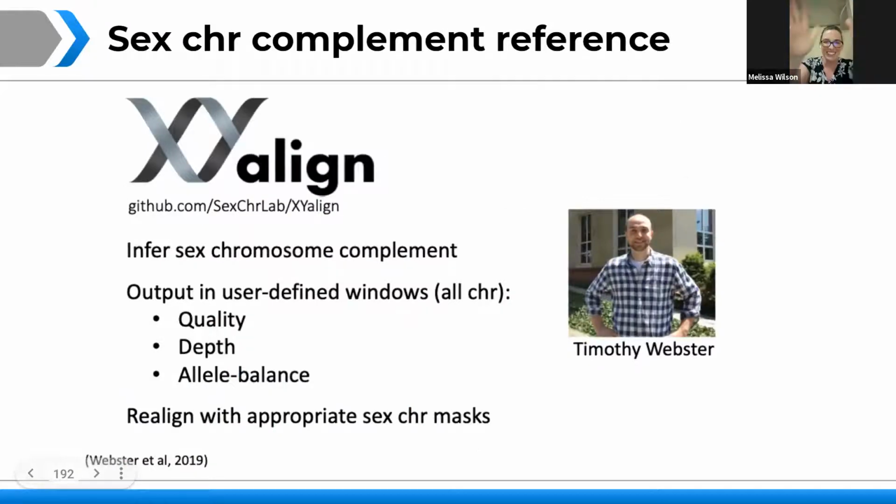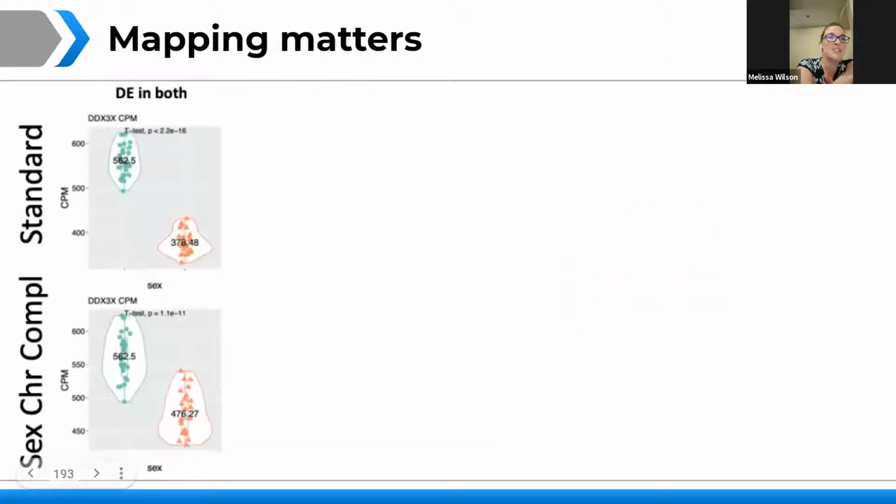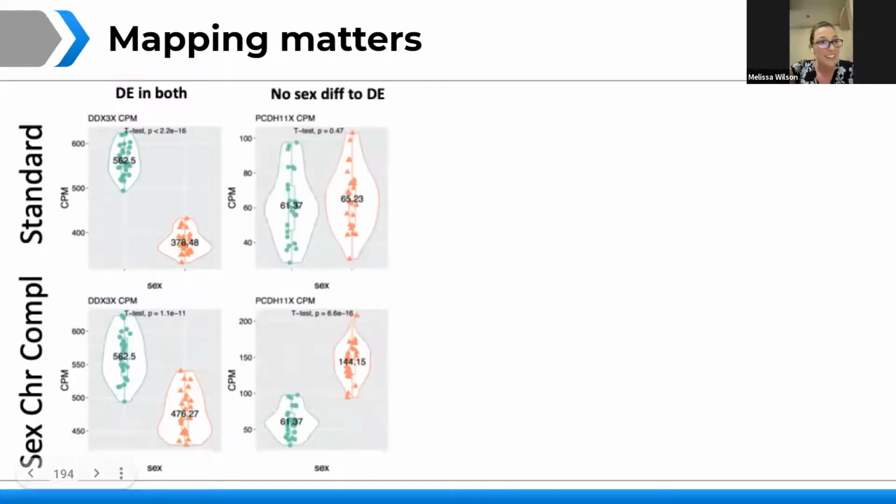So we've come up with a software, XY Align, to appropriately infer sex chromosome complement, map the samples and realign. Next, please. And I'm almost at my time limit. And what I just want to show you is this big take home, that this mapping really matters. I can show you it in a lot of different ways, but I want to show you this is sex differences in expression. And these are individual genes that I've pulled out when you map standardly on the top versus sex chromosome complement on the bottom. So the first is that you do our mapping and you say, Melissa, it doesn't matter. Look, they're differently expressed in both. And I'll say next. And I'll say sometimes we go from observing no sex difference to now observing a significant sex difference in an individual gene.